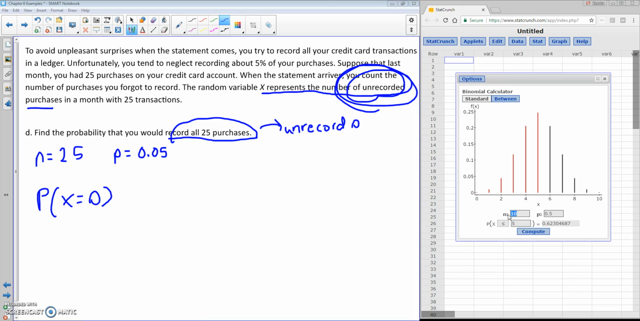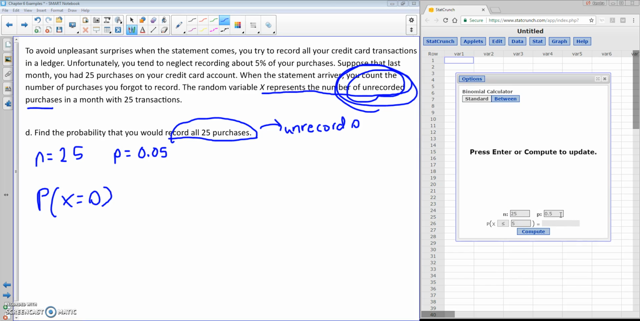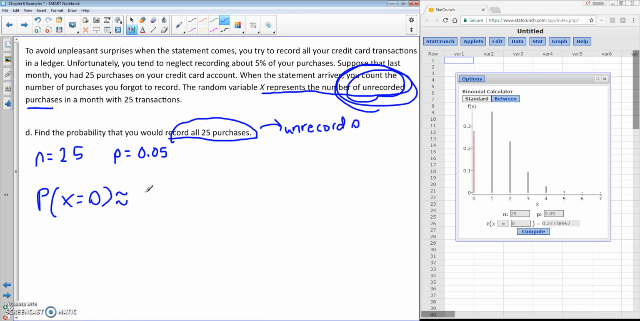So I'm going to fill in what n is equal to, fill in p, which is 0.05, and then change my probability statement. So in this case, the probability that x is equal to 0, and then hit compute. So you'll see that graph for us. You'll also see our probability here. So our probability here is approximately equal to, just around 4 decimal places, 0.2774.